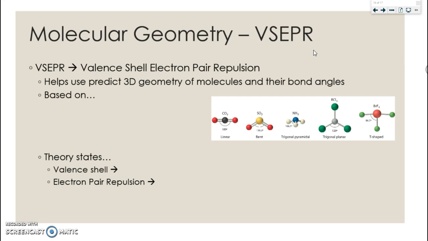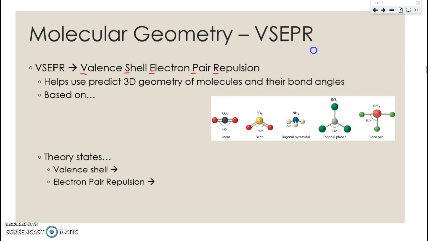Let's talk about the geometry or the molecular shape of molecules. Okay. The theory that is used for this is the VSEPR theory. It's an acronym. It stands for valence shell electron pair repulsion. Okay. It helps us to predict the geometry of molecules as well as their bond angles.